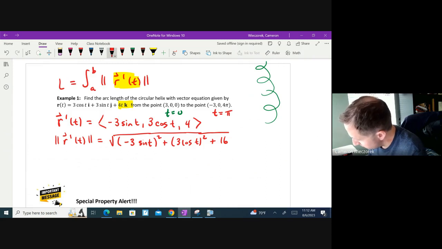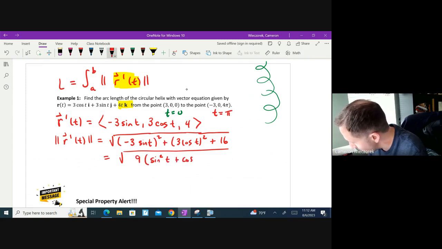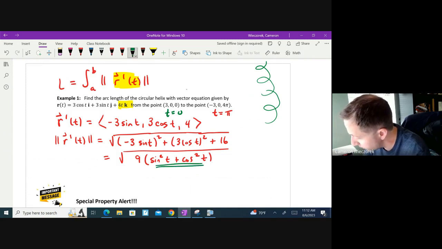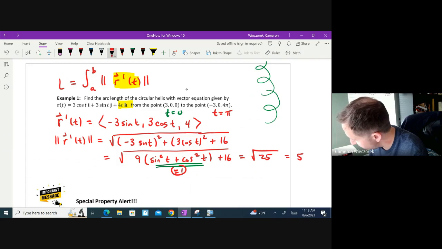Let's see what we get. We're going to get a sine squared plus cosine squared, right? So we're going to get 9 times sine squared t plus cosine squared t, but that's just equal to 1. That's one of those good old Pythagorean identities that we like quite a bit. So this just ends up giving me the square root of 9 times 1, plus 16, which would be the square root of 25, which is 5.